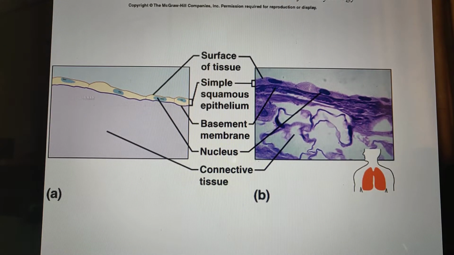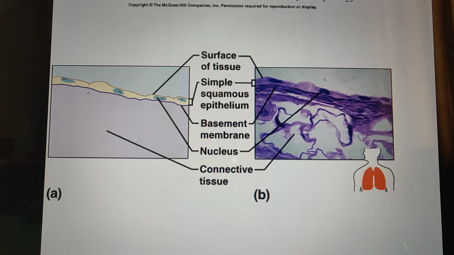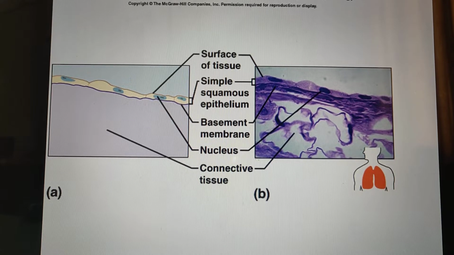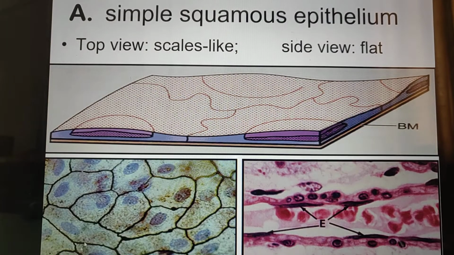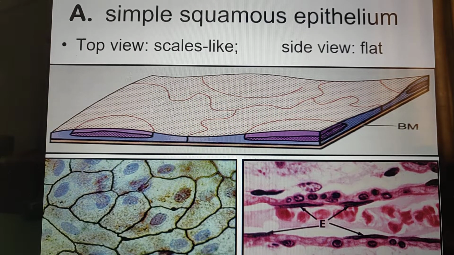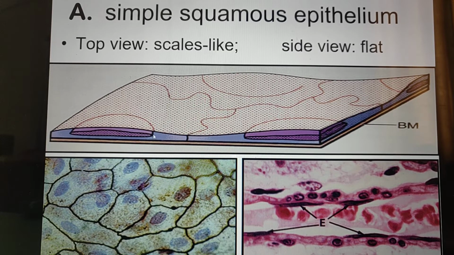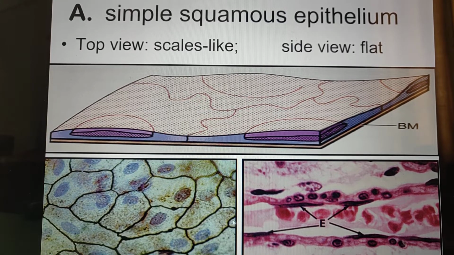Here you can see the breadth is more than the length, so these are flattened cells. From the top view, you can see it is scale-like, and from the side view you can see the flattening of the cells.